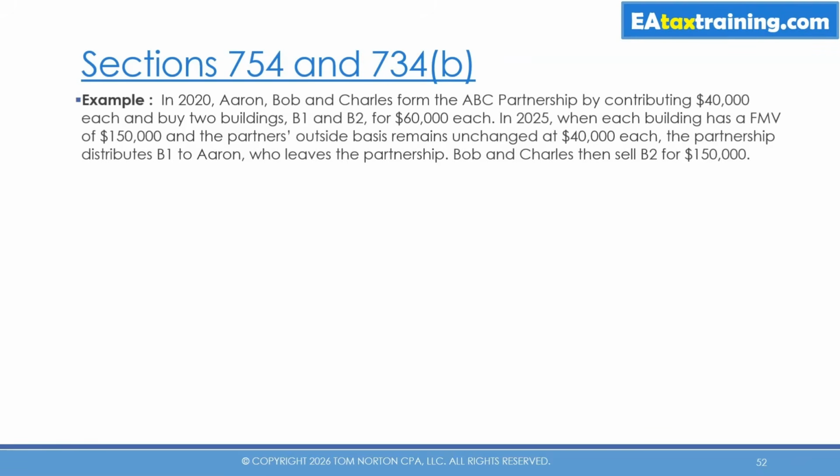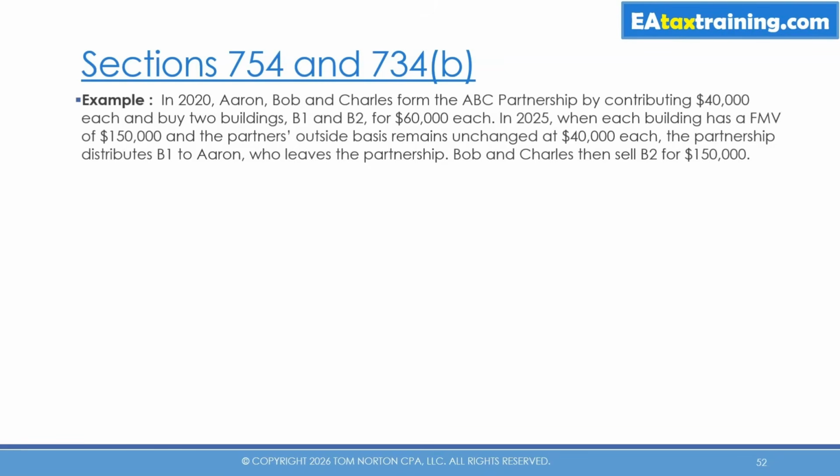So, example, in 2020, Aaron, Bob, and Charles formed the ABC partnership by contributing $40,000 each, and then they buy two buildings, B1 and B2, for $60,000 apiece. So they put in $120,000 total between the three of them. They bought $120,000 worth of buildings. So their inside basis is $120,000. Their outside basis is $120,000 to start out.